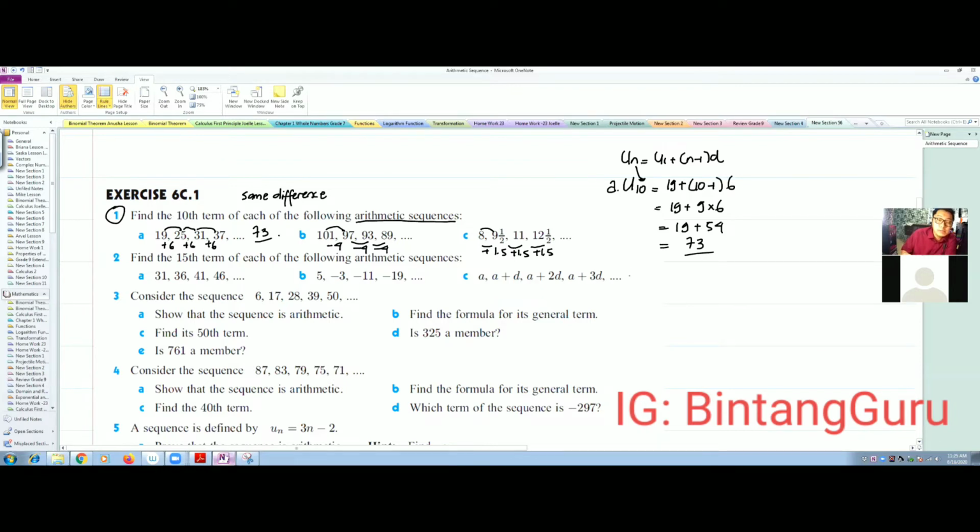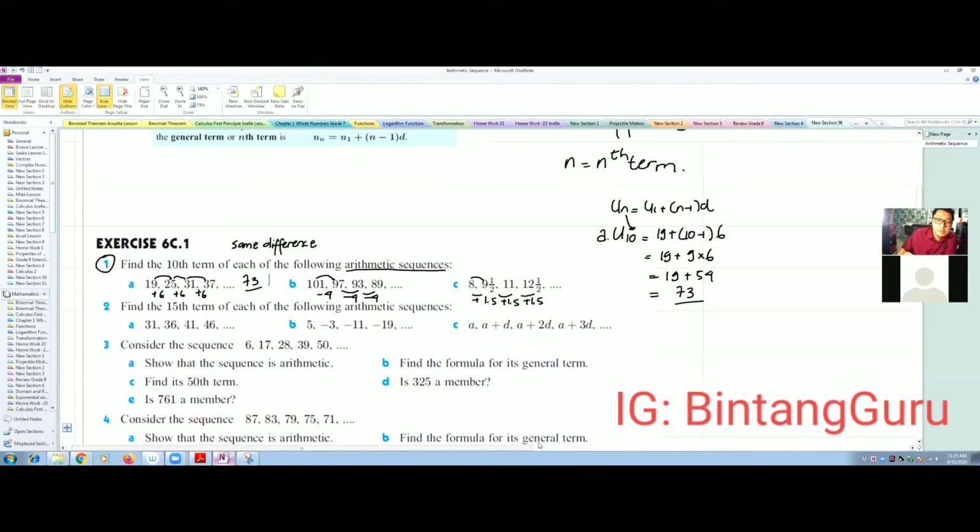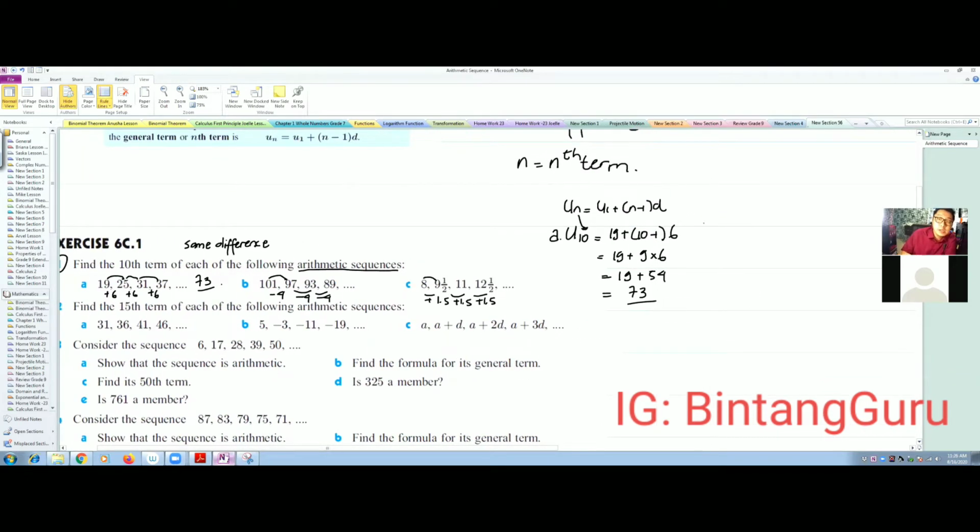Okay, for B, it is also the same. So this is U1 equals 101, and then the difference will be minus 4. The difference formula we also have to apply is U2 minus U1, or UN plus 1 minus UN, so the next term minus the previous term.